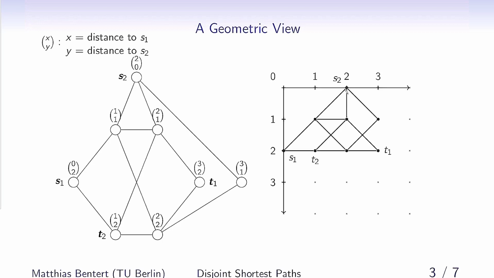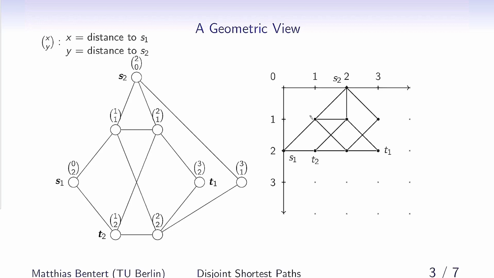So this then looks like this. Maybe two important things here. First, these vectors do not need to be unique. So there might be multiple vertices at one point here, but this is no problem for us.